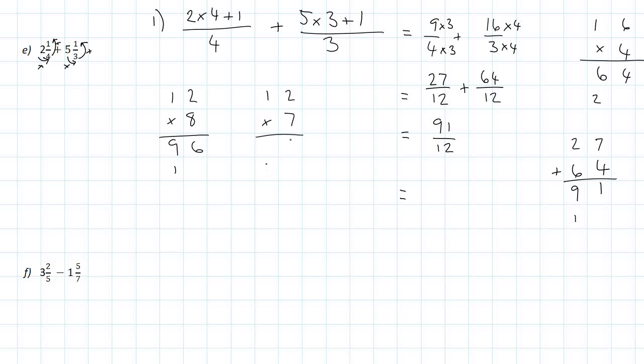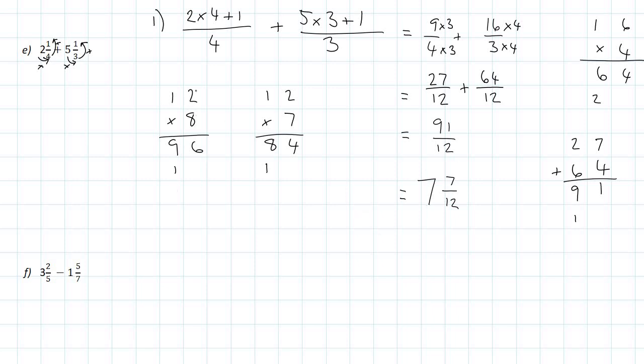12 times 7: 2 times 7, that's 14. 1 times 7 is 7, add on 1, 84. Oh, that works better. So there's 7 in there. 84 up to 91, how much am I adding on there? Well, it's going to be 7 out of 12. So my remainder is 7.